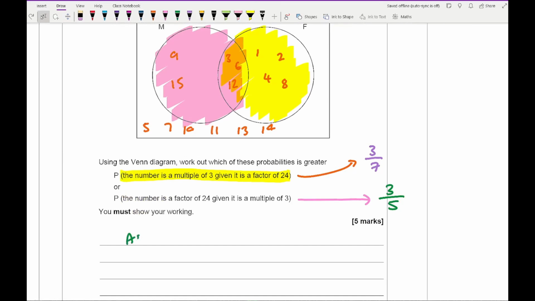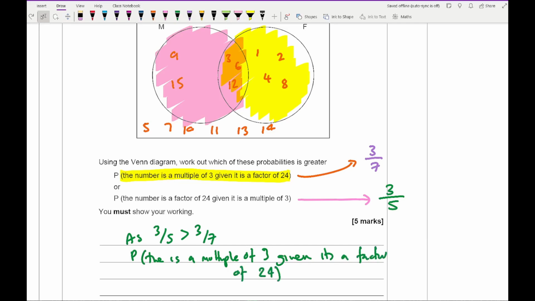So as 3/5 is greater than 3/7, the probability the number is a multiple of 3 given it's a factor of 24 has a higher probability.